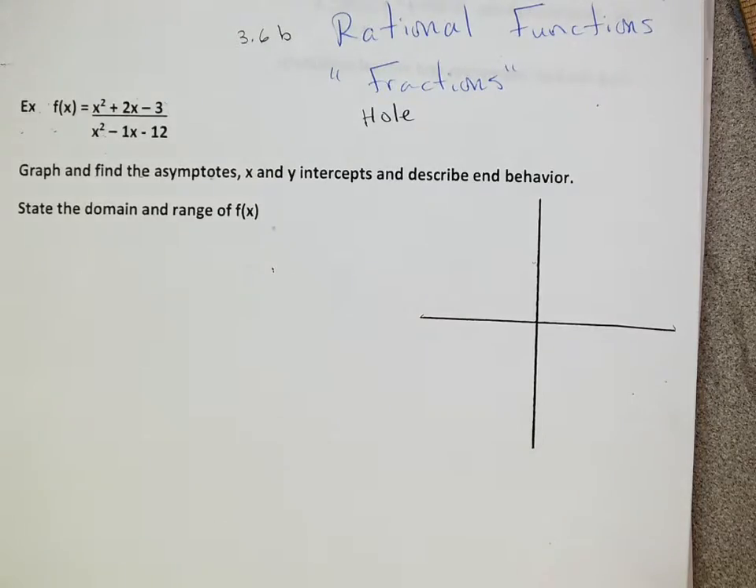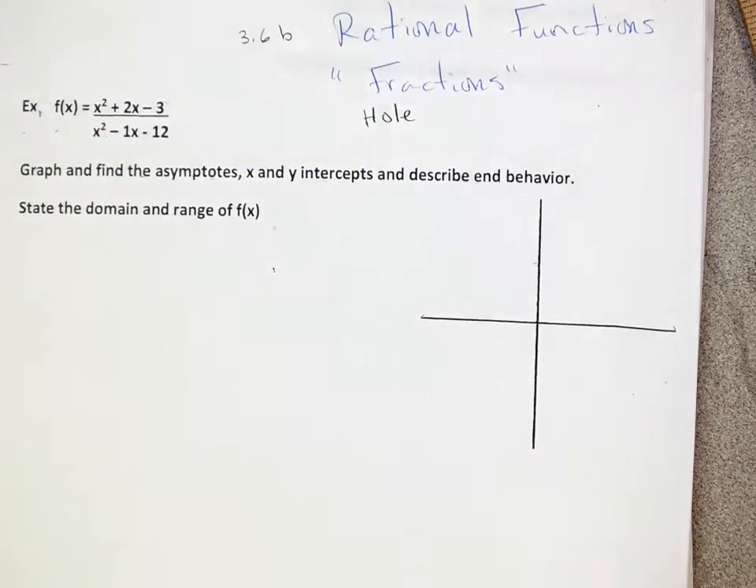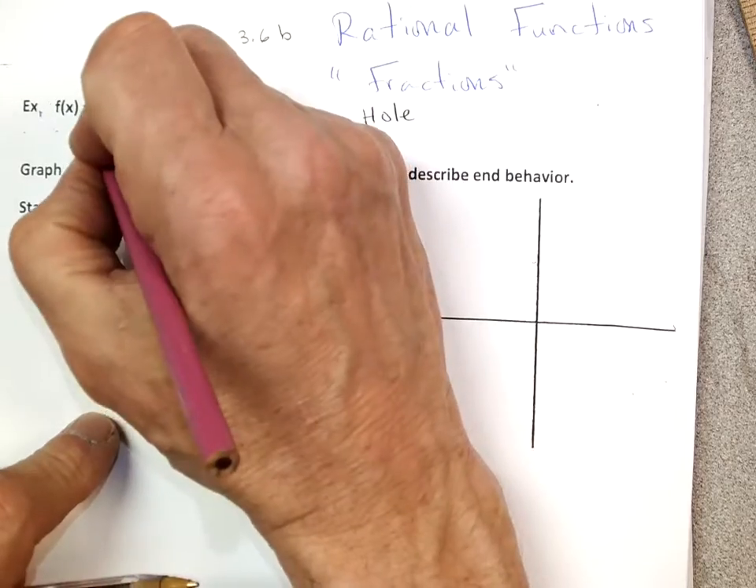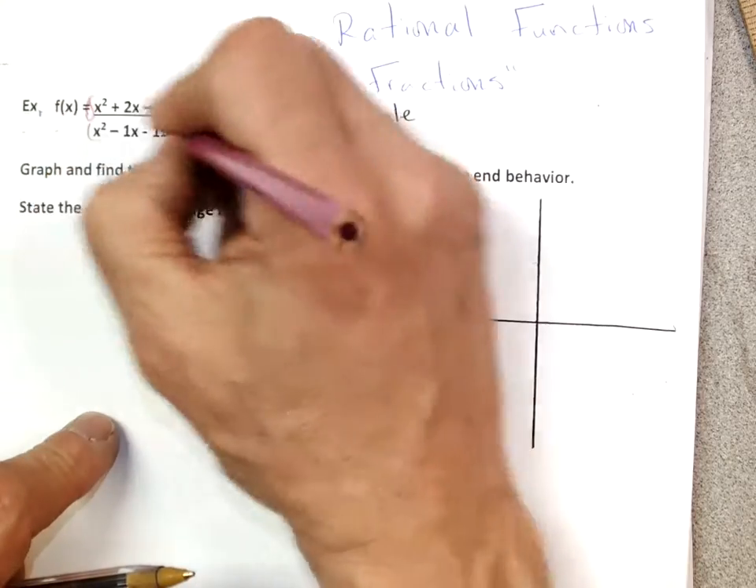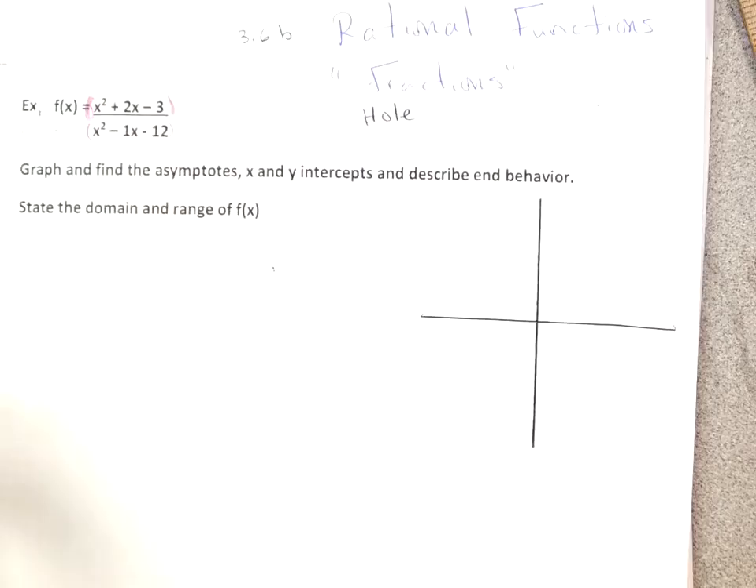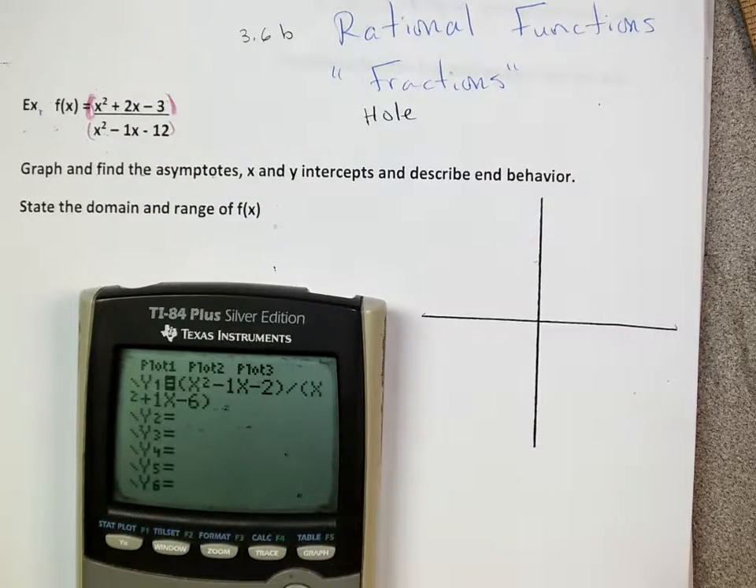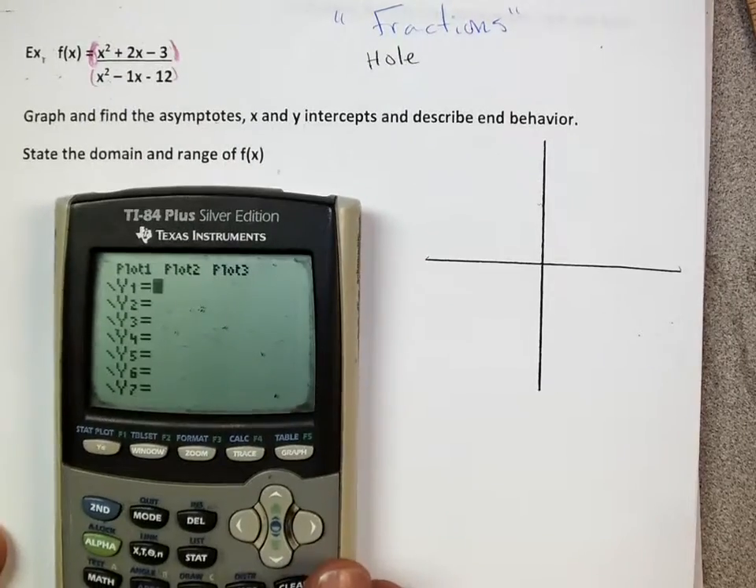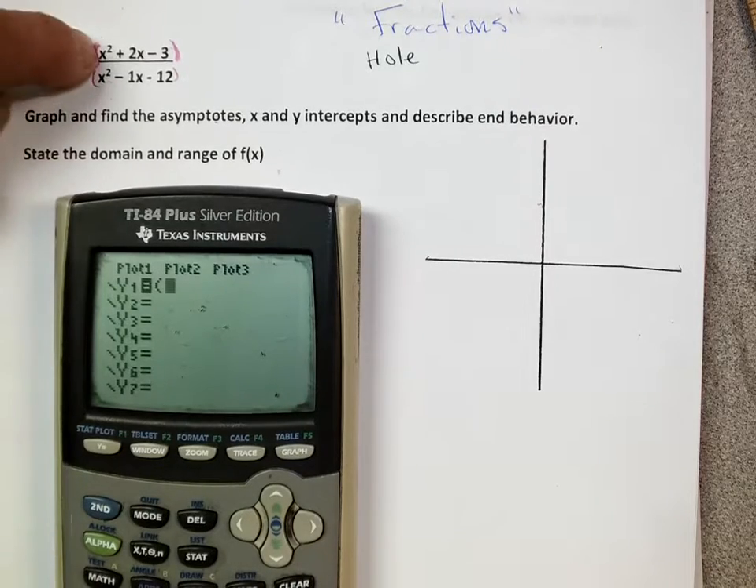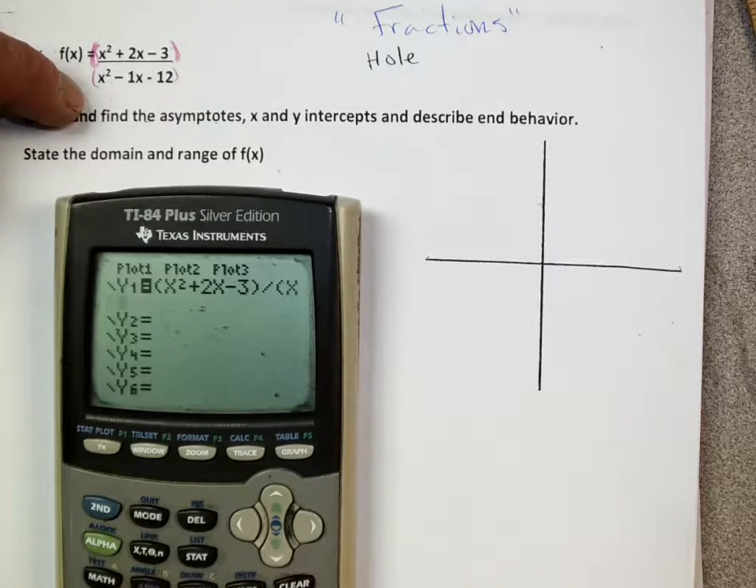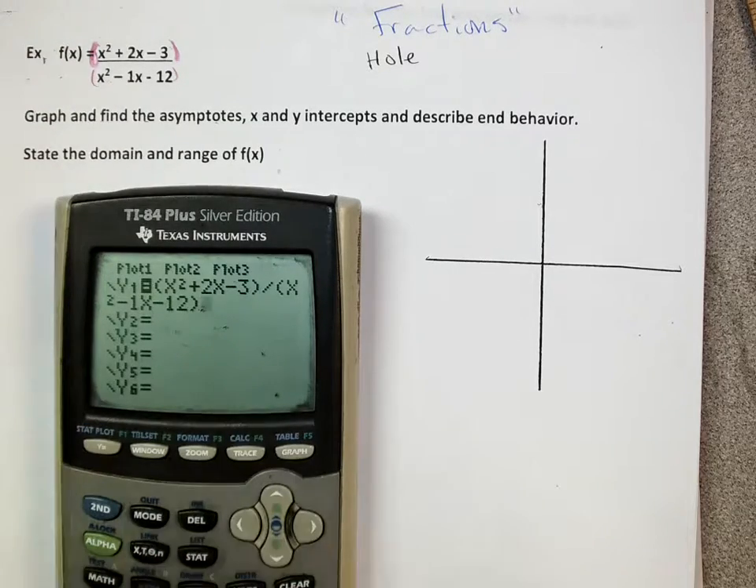So, example 1. First of all, it's not a bad idea to just take a look at it and say, okay, if I want to graph it first and see what's going on, if you do put it in your calculator, make sure you put parentheses, because you need the entire top divided by the entire bottom. So if I go y equals, cleared out, I start with my parentheses, x squared plus 2x minus 3, divided by parentheses, x squared minus 1x, subtract 12, right? Got it? Okay. So let's see what it looks like.